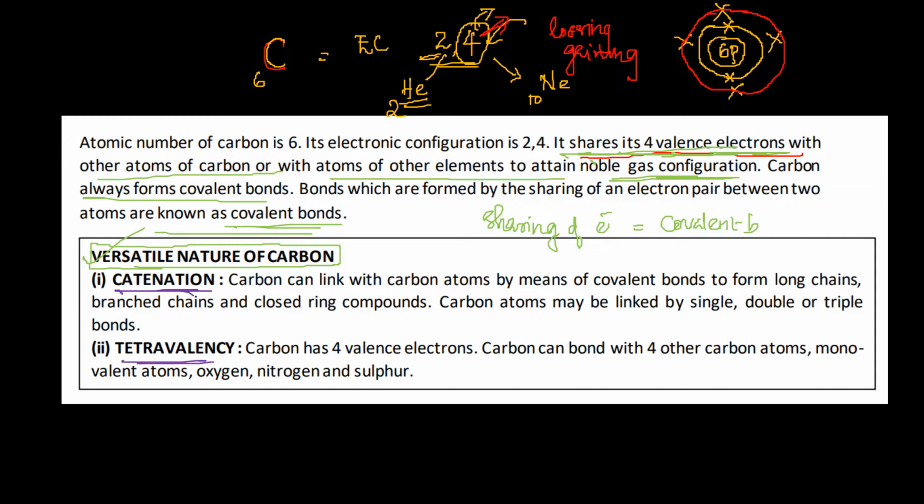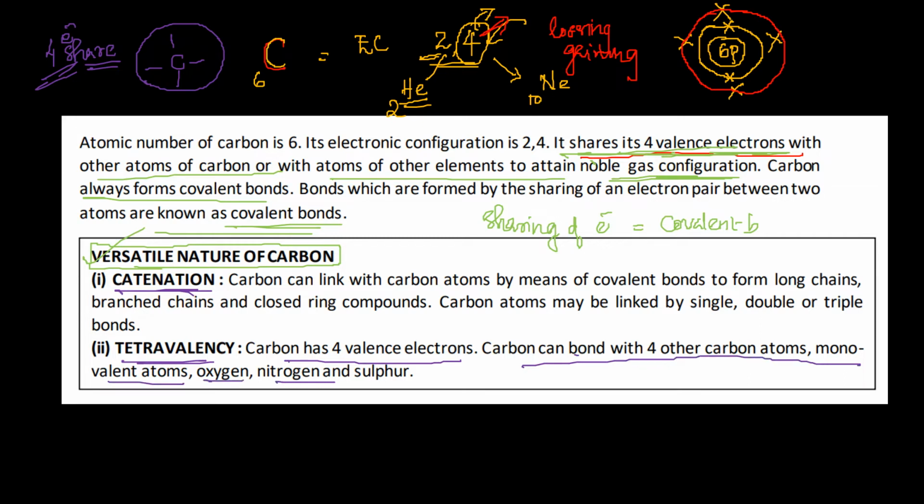This tetravalency means carbon shares its 4 electrons. That means the carbon is sharing 4 electrons, and the valency of carbon is 4. That is what is called the tetravalency of carbon. Carbon has 4 valence electrons. Carbon can bond with 4 other carbon atoms, monovalent atoms, oxygen, nitrogen, sulfur.